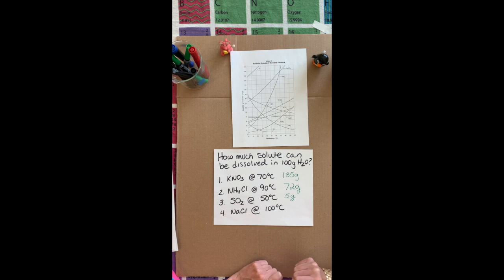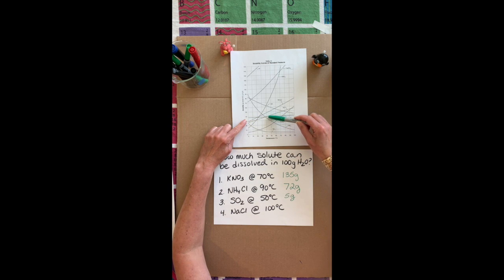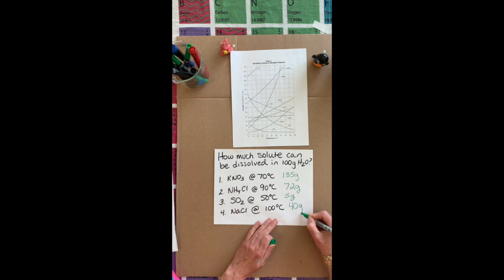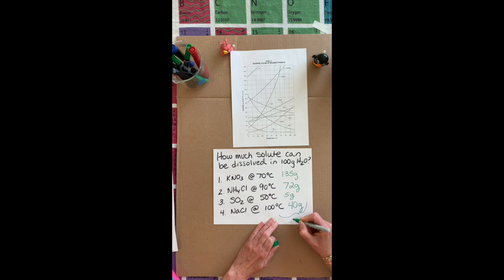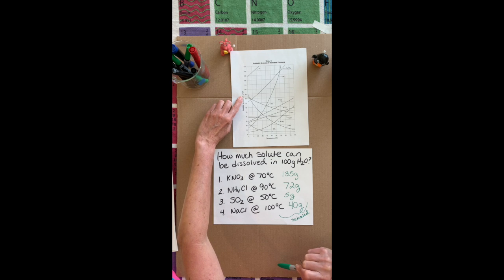And my last example here, sodium chloride. Actually, looking at sodium chloride, it's almost flat. So what does that tell me? That tells me that the temperature does not have a heck of a lot of impact on the solubility of sodium chloride. When we're at 100 degrees, we're cutting right across here, and we have about 40 grams, and these are all saturated conditions. That is the maximum number of grams that could be held in 100 grams of water.